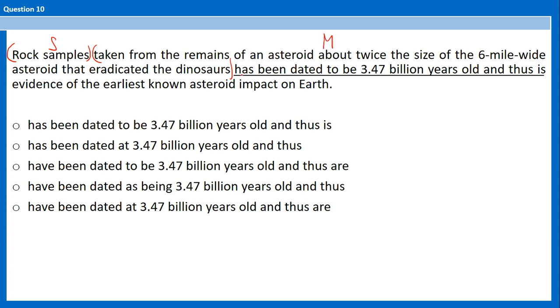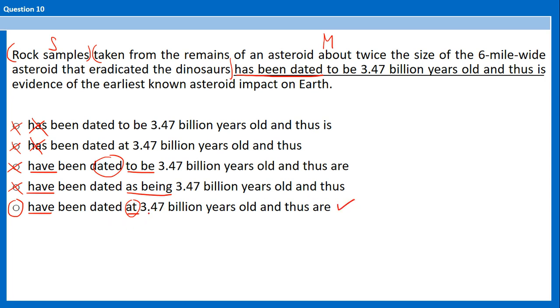So the samples has been dated. Samples has is wrong because samples is plural and has is singular. So eliminate number 1 and number 2. You need have. Have been dated to be as being at. And this becomes an idiomatic expression. When you refer to a time period, we need date at. Date at is the proper idiom in this particular context, so the best answer is E.